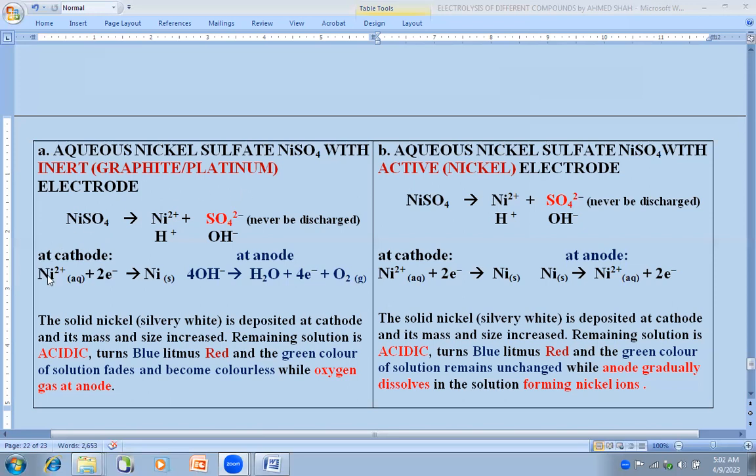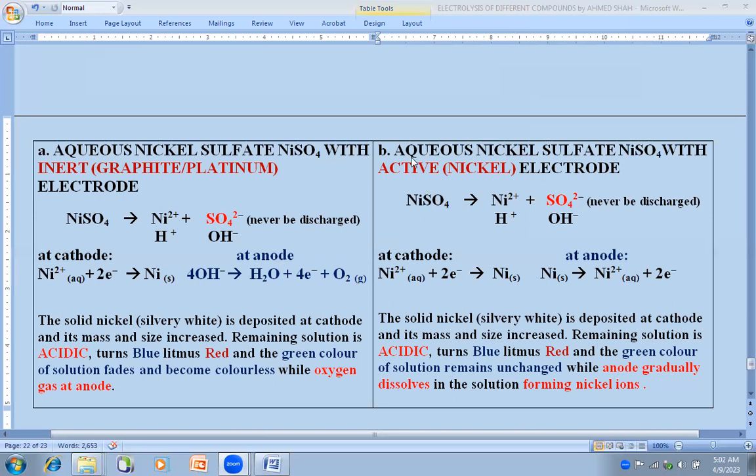When nickel sulfate or chromium sulfate is electrolyzed, the nickel ions are discharged at the cathode by accepting electrons. Solid silvery-white nickel metal is deposited at the cathode, and the result is the same: the mass and size of the cathode increase. The remaining solution is acidic, which turns blue litmus red, and the green color of the solution fades because nickel ions move to the cathode and are deposited as solid nickel. Oxygen gas is discharged at the anode.